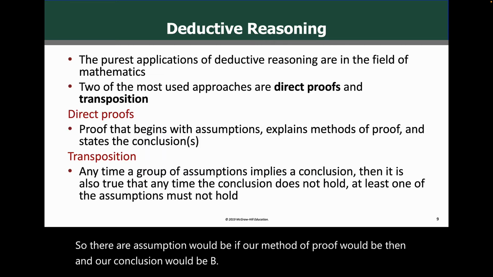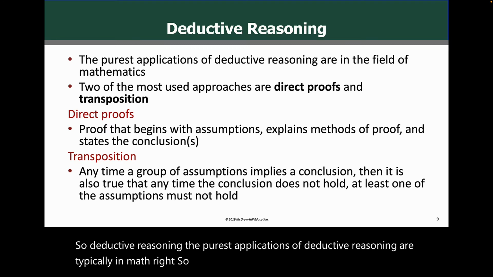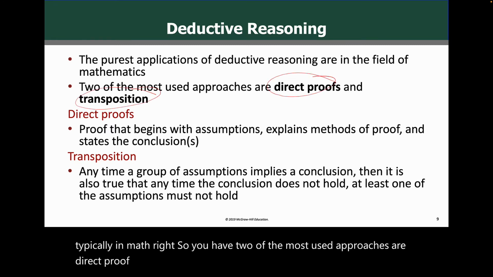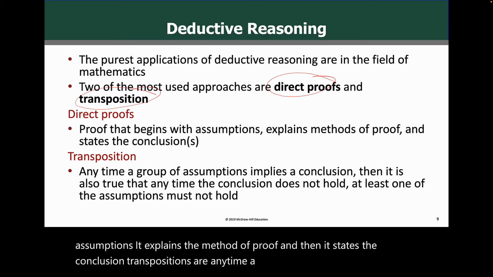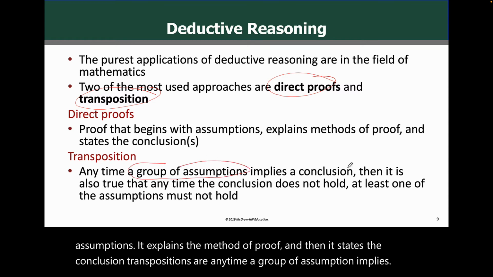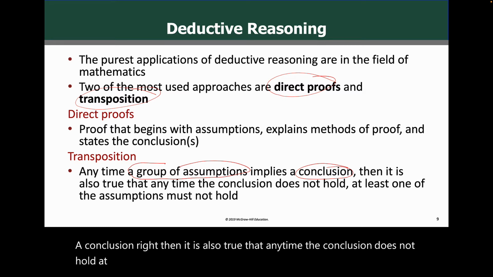So deductive reasoning, the purest applications of deductive reasoning are typically in math, right? Two of the most used approaches are direct proof and transposition. A direct proof begins with assumptions, explains the method of proof, and then states the conclusion. Transposition: any time a group of assumptions implies a conclusion, then it is also true that any time the conclusion does not hold, at least one of those assumptions may not hold.